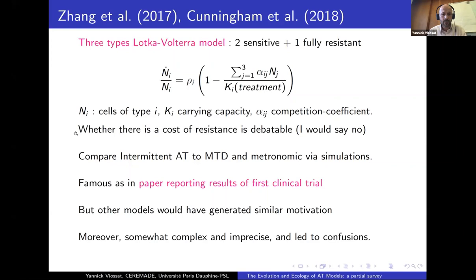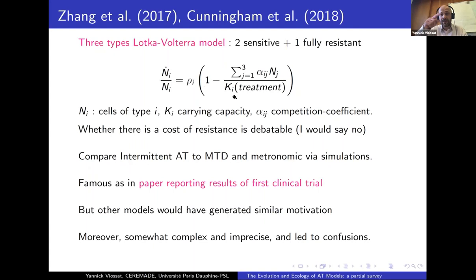And what the authors do, as we saw, is to compare intermittent adaptive therapy to MTD and also metronomic therapy via simulations. And this is quite a famous and influential model, in part because it is in the paper that reported the results of the first clinical trial. Because it's been famous and influential, I'd like to explain that, according to me, other models would have generated quite similar motivation for the trial. It's somewhat complex because there are three types, because of the effects of treatment, because there is this cycling behavior.